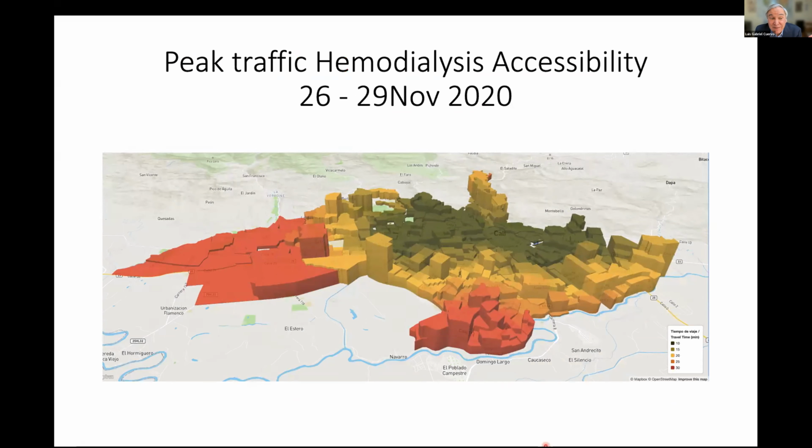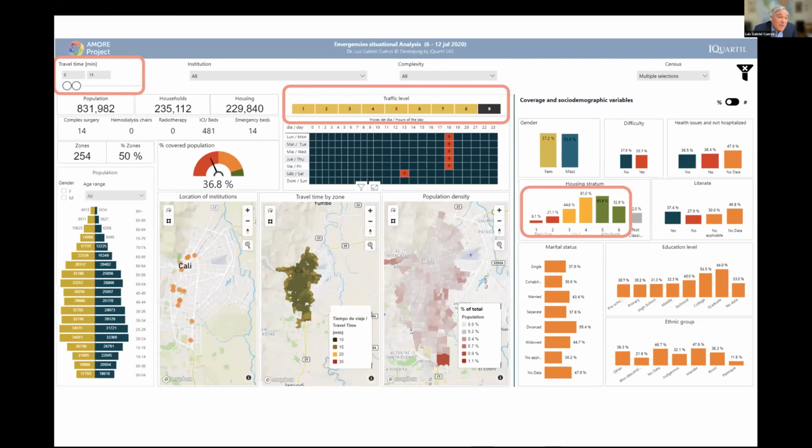So that's why more than 60% of the population is in areas beyond 15 minutes of travel time to an emergency service. In this map I'm using hemodialysis, but that happens with the 3 examples that we tested. It changes very little. And we also provided the information using simple descriptive statistics.